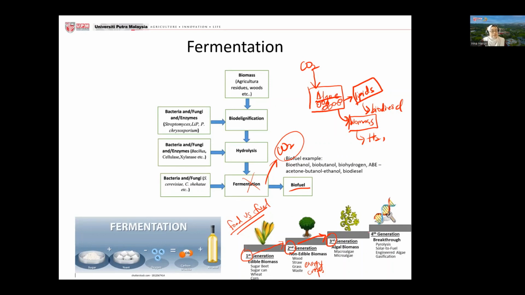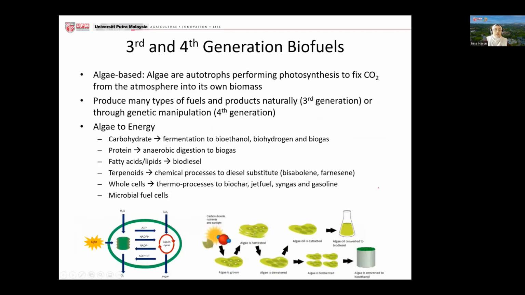And of course, lastly is the fourth generation, but some people do not use the term fourth generation. The only difference is that they try to make an even more effective solution. For example, using pyrolysis, solar to fuel, engineered algae, and gasification. I've already covered this actually, so if you're interested, you can look further into this. But basically here we are talking about algae.